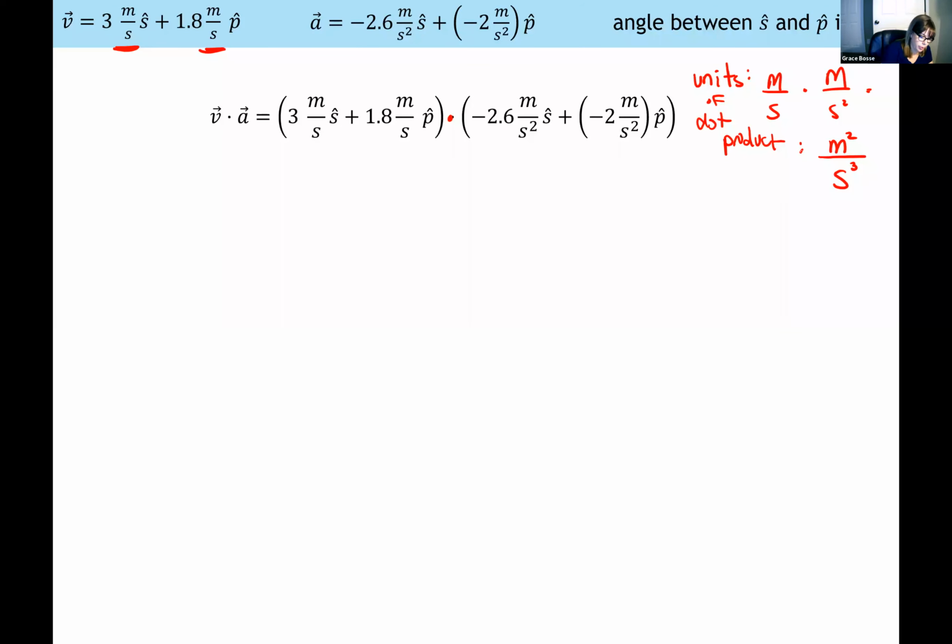So let's do this dot product. So v dot a, I'm going to do the first term. So 3 times negative 2.6 s hat dot s hat.